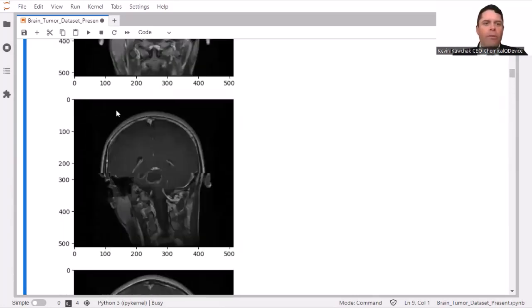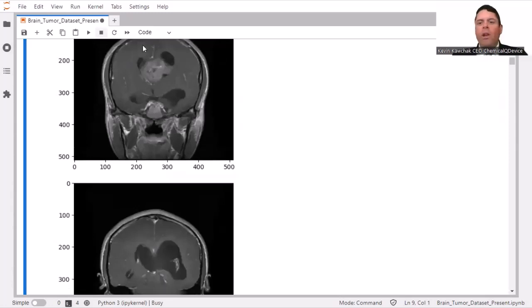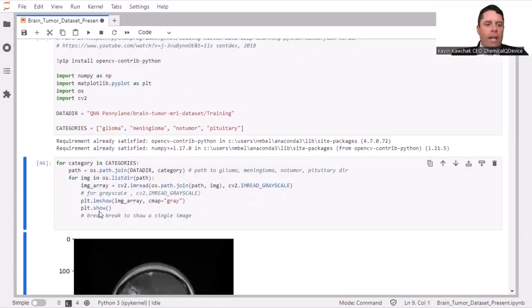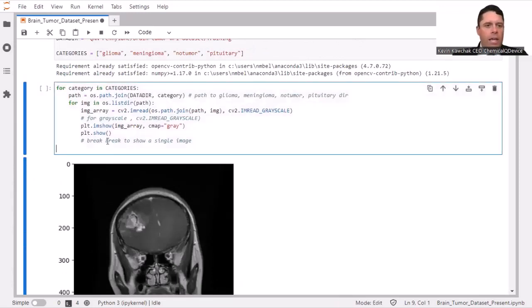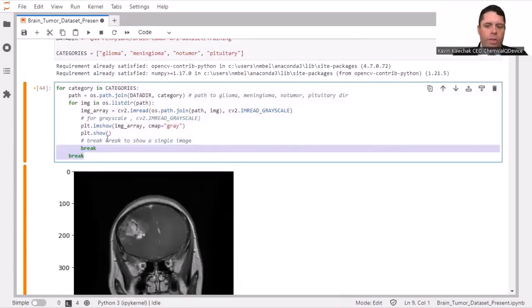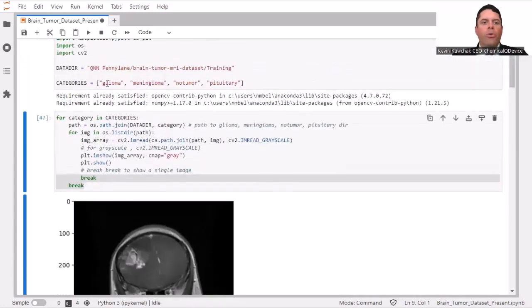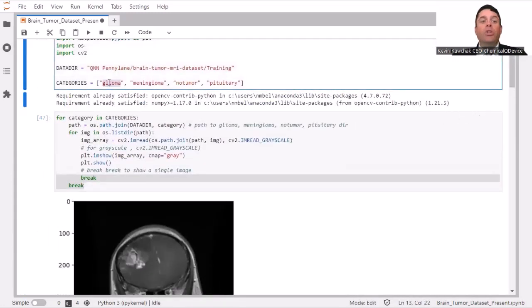I'll show you from above. So in that case, I don't want to load over 5,000. I'm going to go ahead and stop it. And then, like I did before, I'm going to run it again, and then again, I'll see the single image. The classes for this brain tumor set are glioma, meningioma, no tumor, and pituitary.